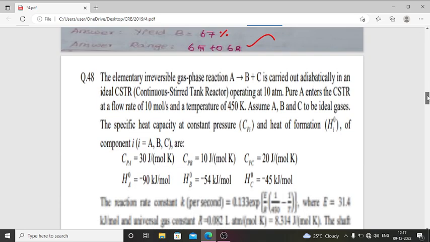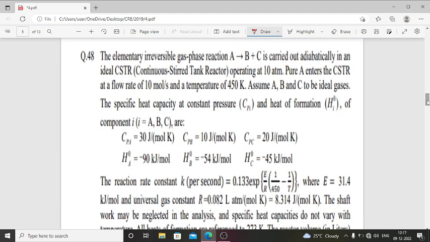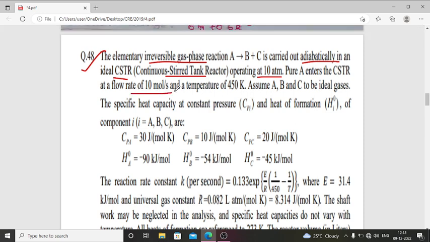Next question, question number 48. The elementary irreversible gas phase reaction A gives B plus C is carried out adiabatically in an ideal CSTR, continuous stirred tank reactor, operating at 10 atmosphere. P is equal to 10 atmosphere. Pure A enters the CSTR at a flow rate of 10 mole per second. This is the molar flow rate. And a temperature of 450 Kelvin. This is T1. Assume A, B, C to be ideal gases.